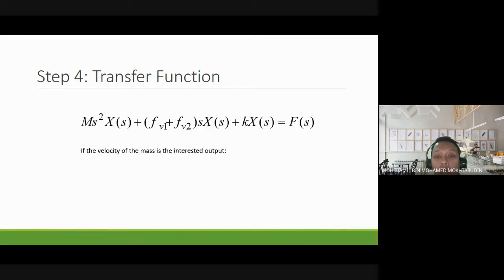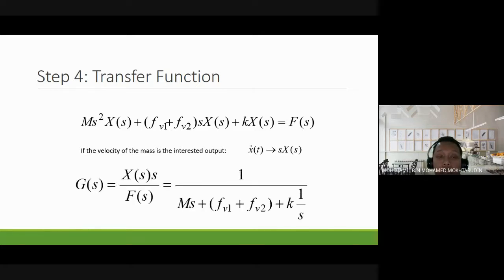Sometimes we are interested in finding the velocity instead of position. So we want to find x dot, which means we want to find s times X. So the transfer function G equals X times s over F. We rearrange the equation and just multiply by s.